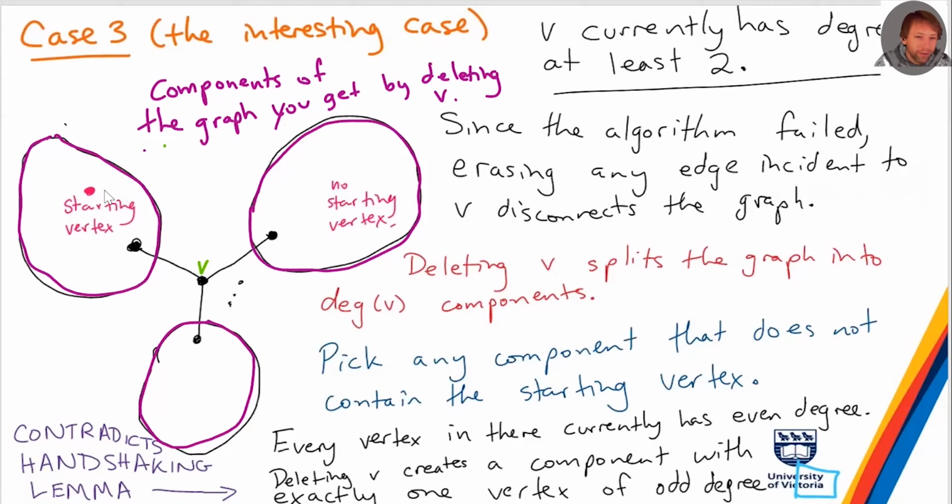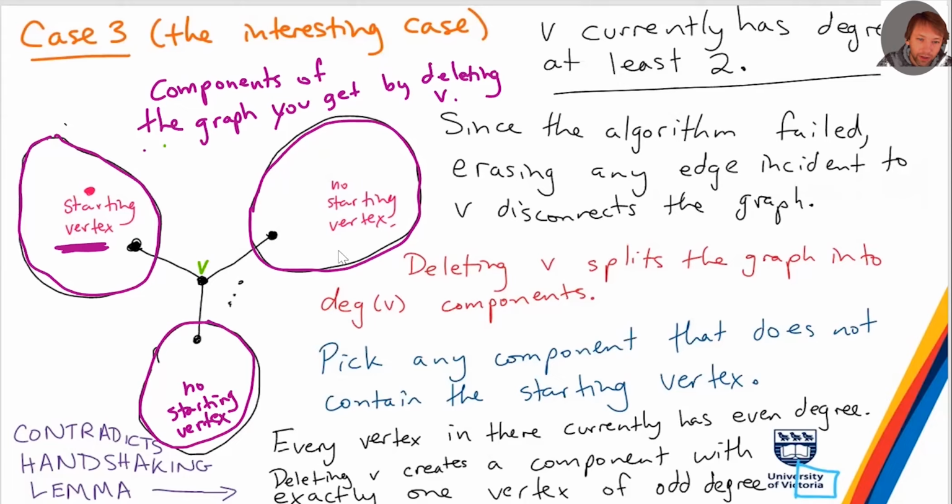Now, one of these components contains the starting vertex of the circuit. Actually, if you think about it, the starting vertex of the circuit might already be erased, in which case none of these components contain it, but certainly at most one of them has the starting vertex. So if the starting vertex is in this component here, it cannot be here, it can't be anywhere else, right? There's only one of them.